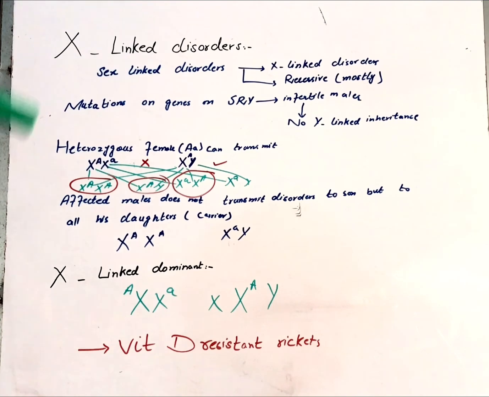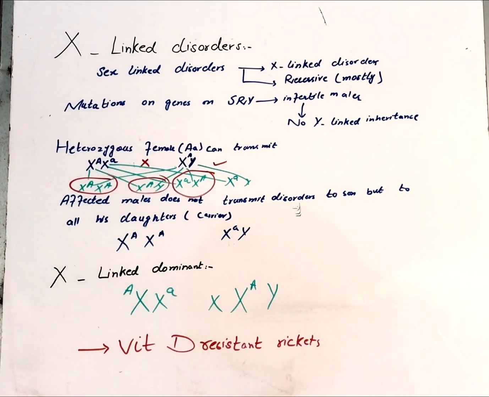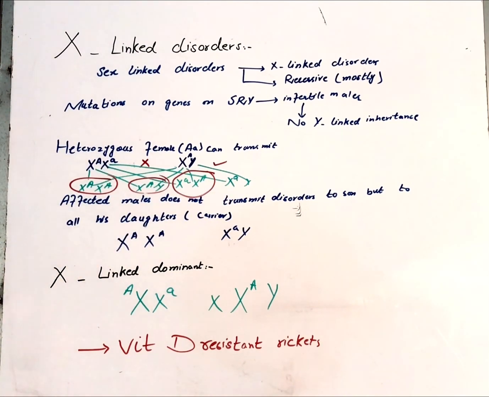And 50% of the sons will exhibit this disorder. Like if there are two sons, there is a possibility that one will get the disorder, and one will not get that disorder.